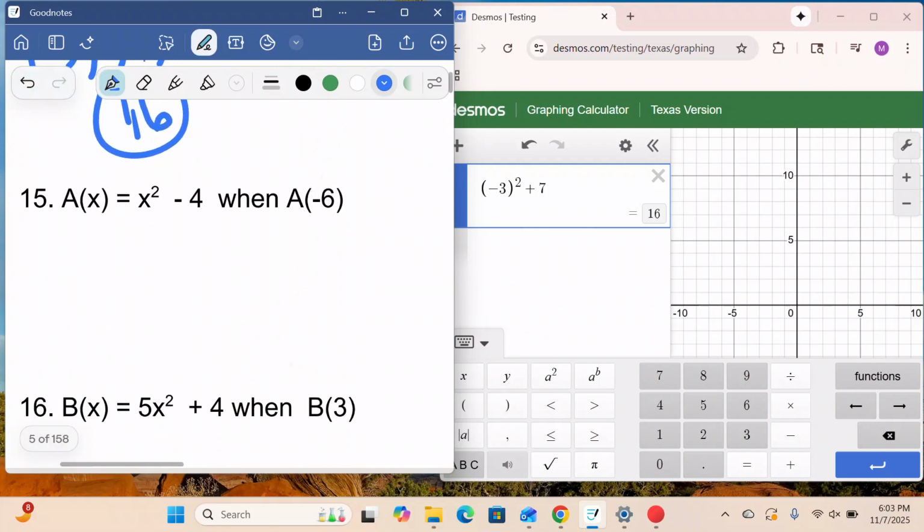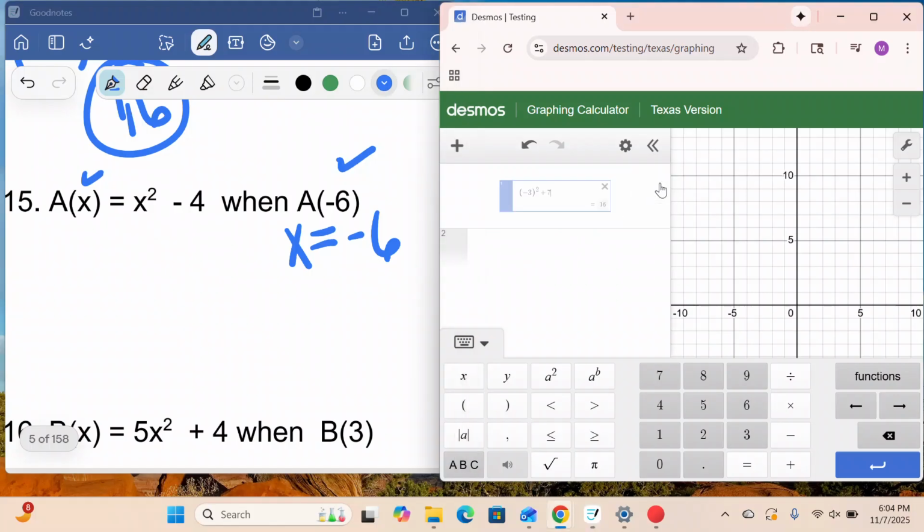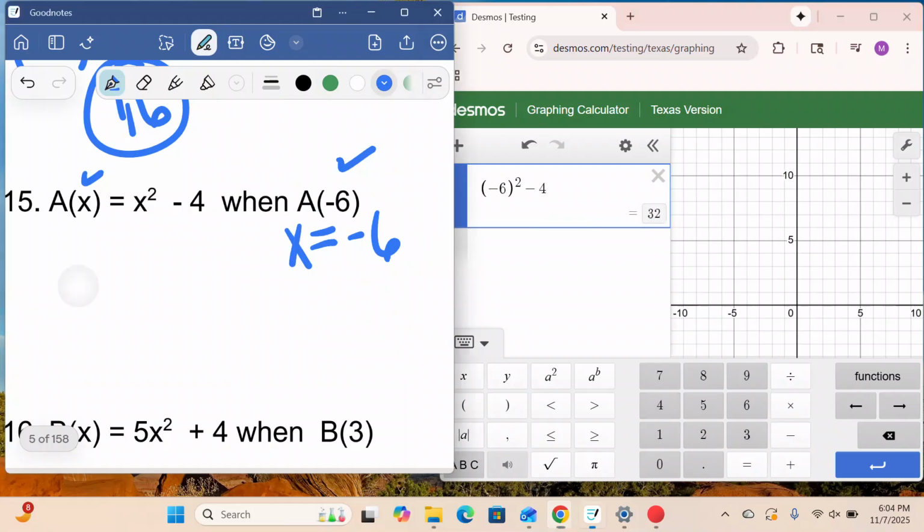If I go on to the next one, this time it's a of -6, so I have to understand that x is equal to -6. I look at that and I look at that. X gives us -6. So I'm going to put it in my Desmos, and do not forget this is x raised to the second. So I need to open my parentheses and put -6, close my parentheses, raised to the quantity squared, and then go -4, and my answer is going to be 32.